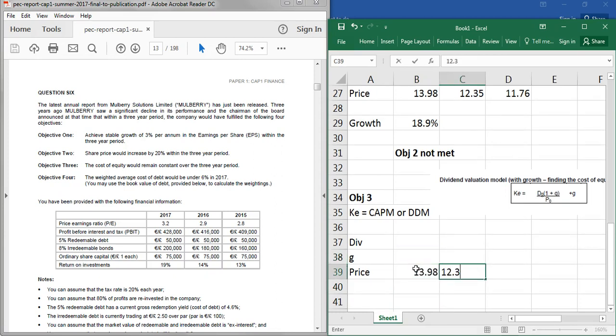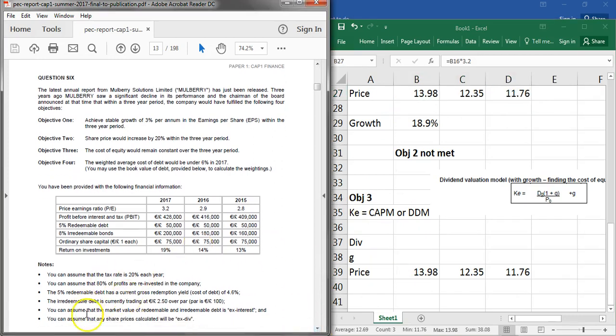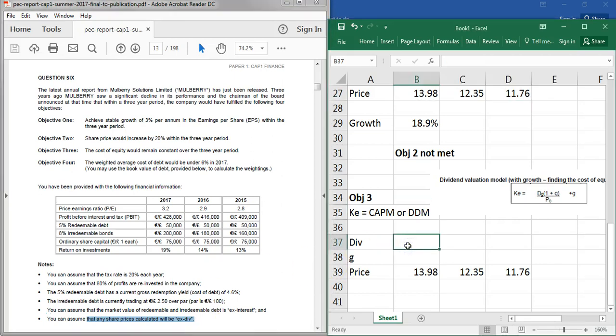13.98, 12.35, 11.76. So don't reinvent the wheel. You have these before from B. That's where they're coming from. And you're told in the question, you may assume any share price calculator or XDiv. So therefore, we don't have to work that out. Happy days.